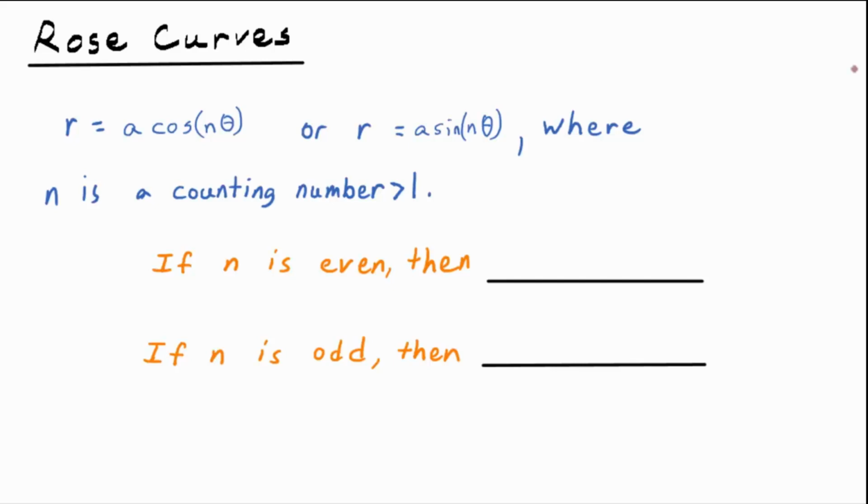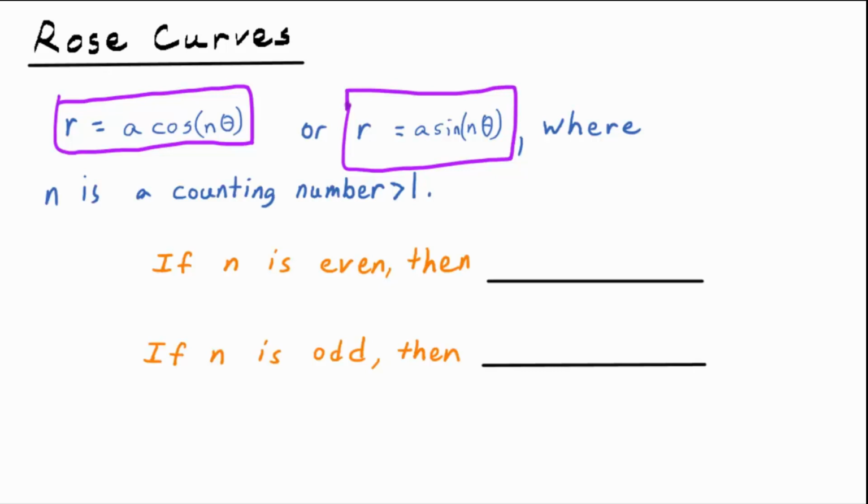So a Rose curve has two different forms as well. Again, these are functions. R is a function of theta. So one form is R equals A cosine n times theta. Another form is R equals A sine of n times theta. And they look more like daisies than roses, but they have petals associated with them. N is a counting number, greater than 1.